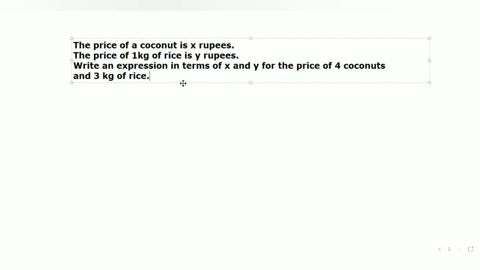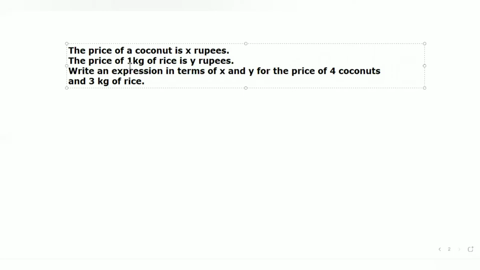Let's go for another question. This is a bit advanced. The price of a coconut is X rupees and the price of 1 kilogram of rice is Y rupees. Right?